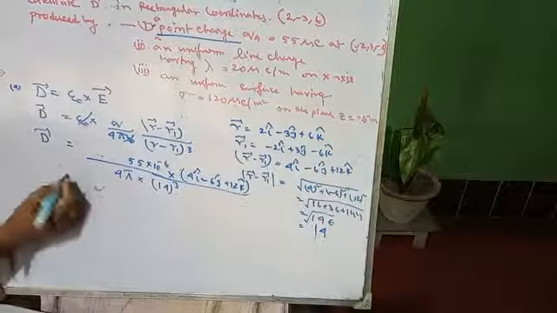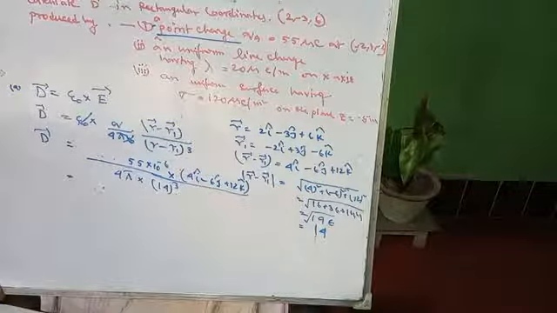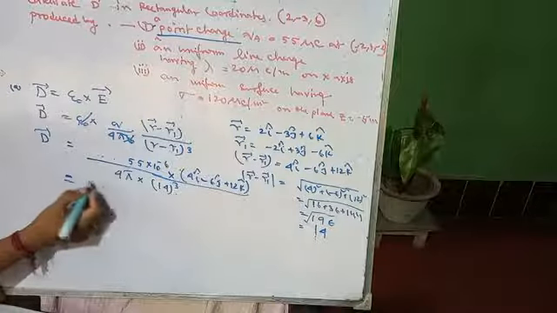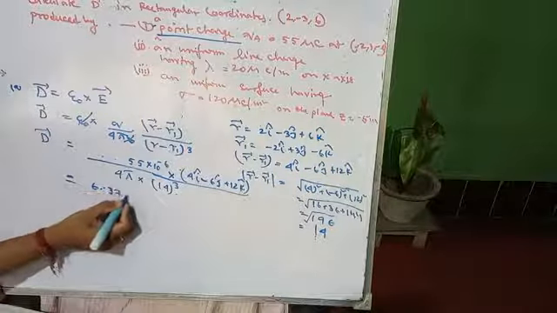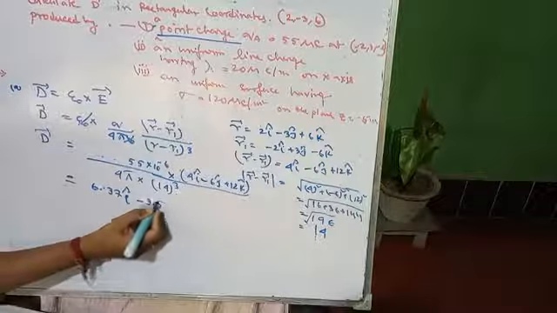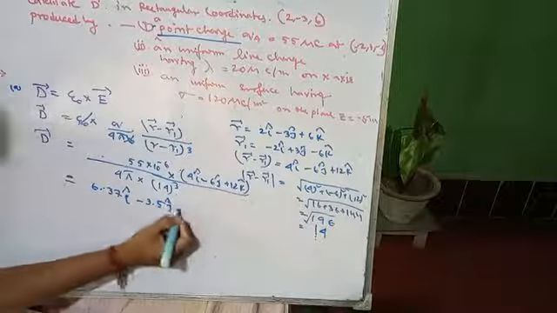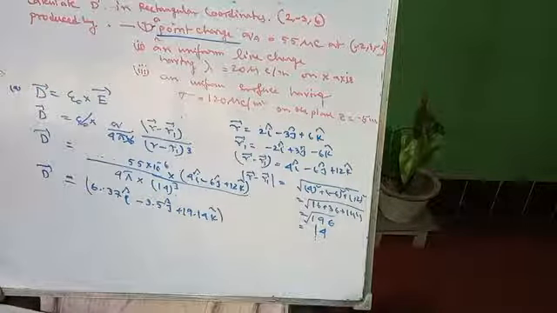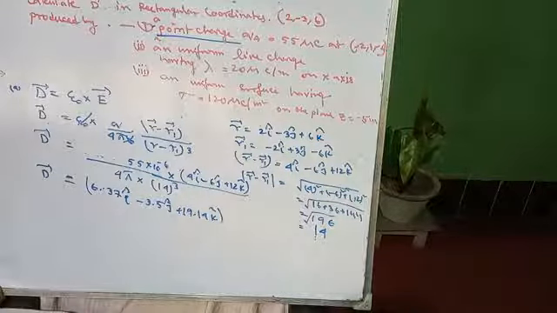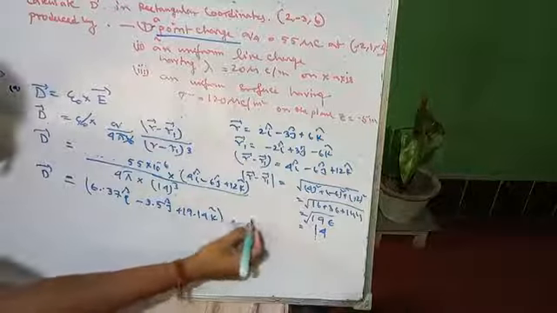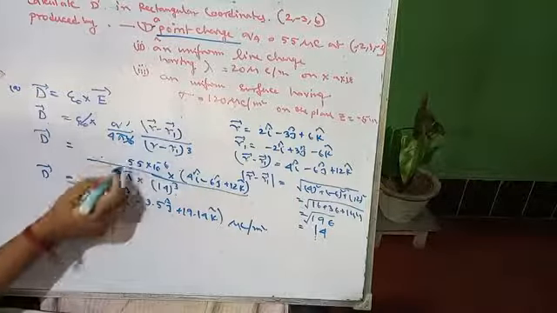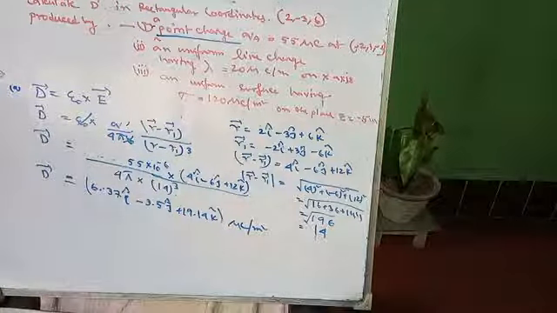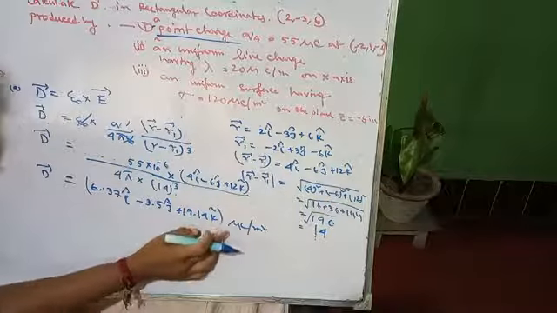So D vector, if we multiply it, your answer will look like 6.37 i cap minus 9.5 j cap plus 19.14 k cap. Please verify it before writing. So your first case D vector equals this, and the unit will be microcoulomb per meter square, because we are taking Q in microcoulomb. Or you can write into 10 to the minus 6 over here.